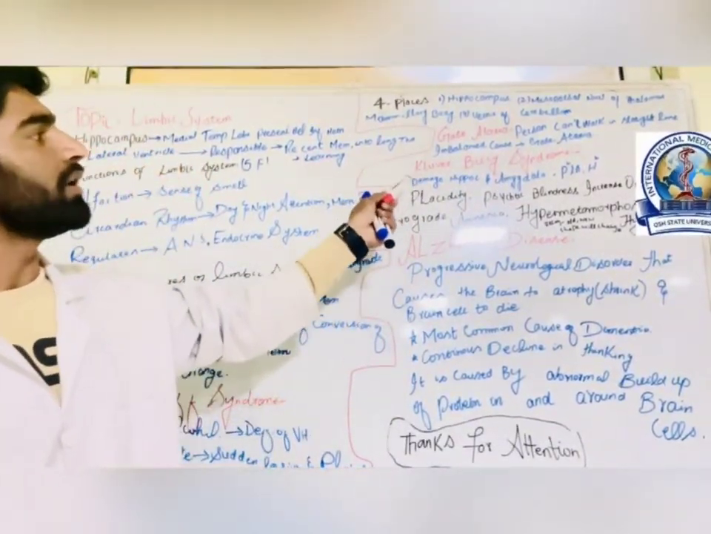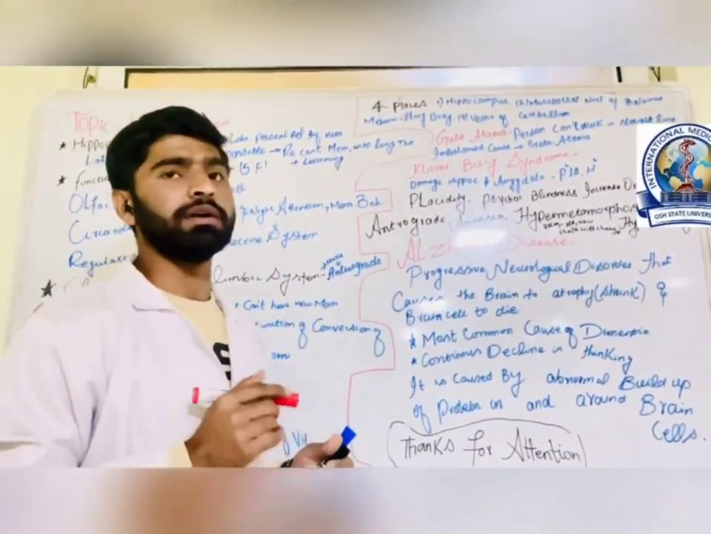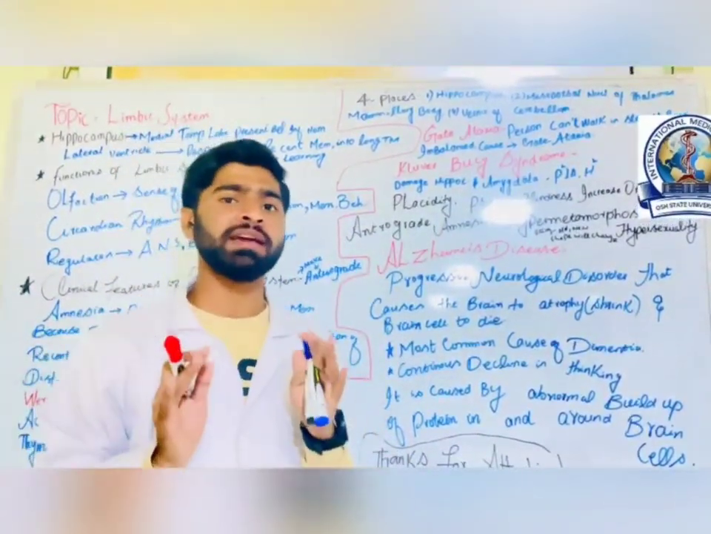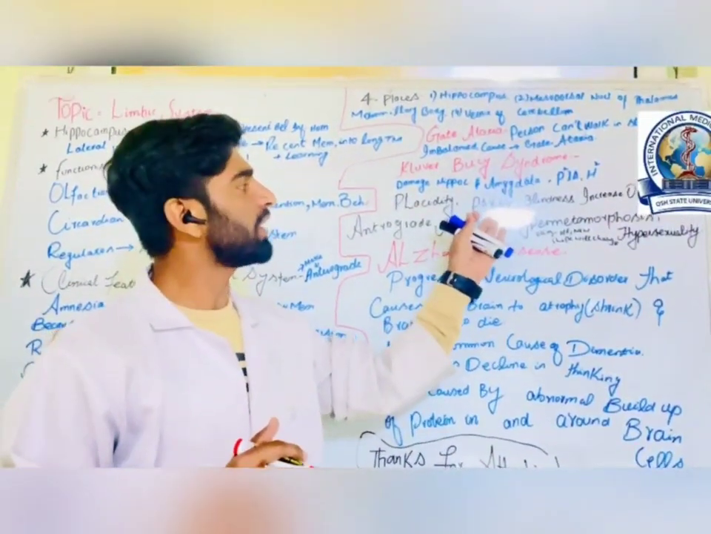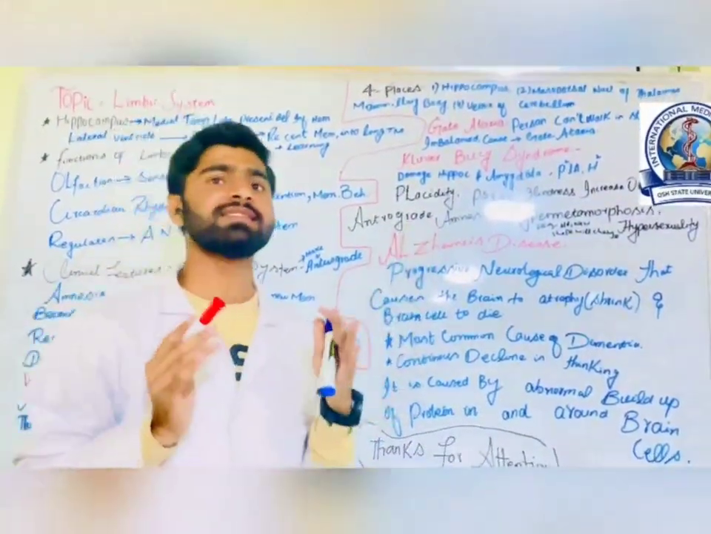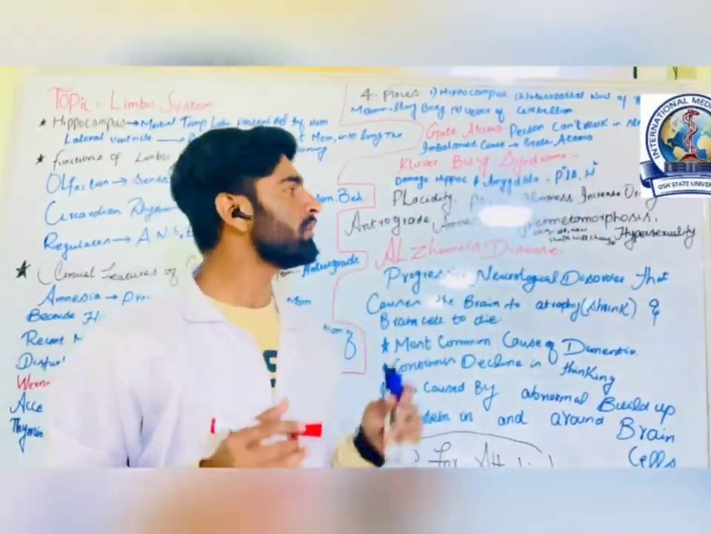Then we have Klüver-Bucy syndrome. It damages the hippocampus and amygdala. First we have placidity. In placidity there is no aggression and emotion. Then we have psychic blindness. The person cannot recognize what he is seeing. For example, a monkey is coming and he will say that it is a snake. Then we have increased orality.